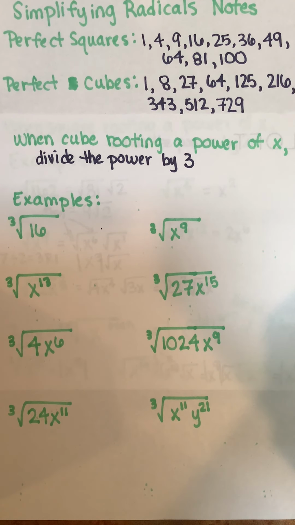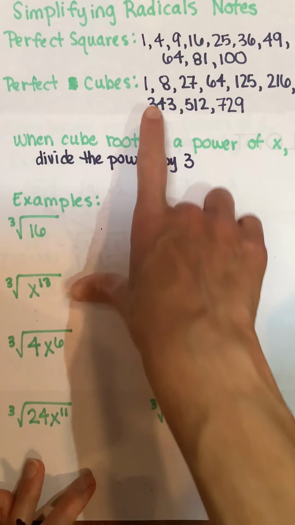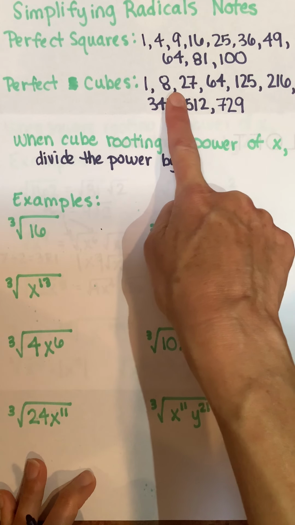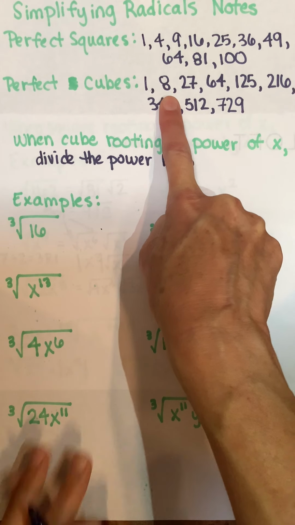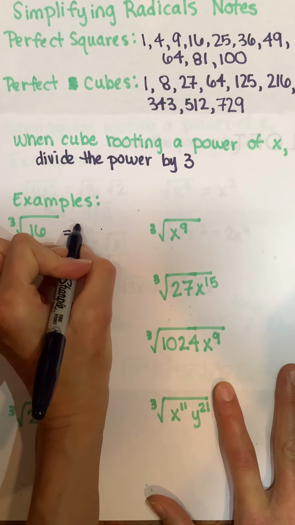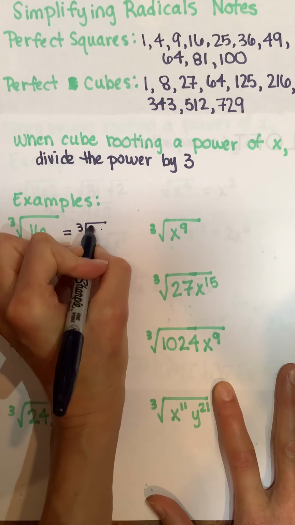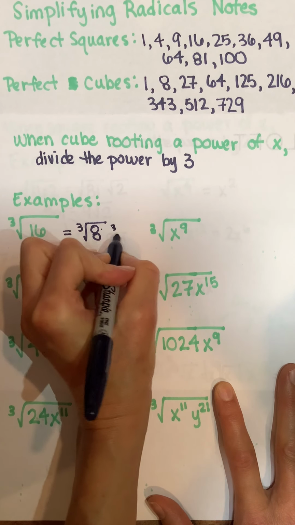Okay, first example, the cube root of 16. 16 is a perfect square, but is it a perfect cube? It is not. But 8 can be factored out of 16. 8 is the biggest perfect cube that can factor out of 16.